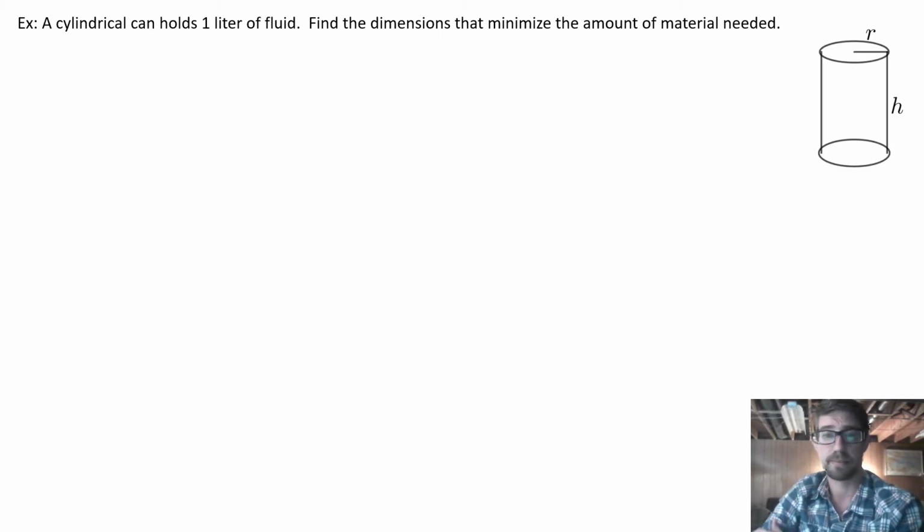So our volume is fixed at 1 liter. Our surface area is now the thing we're trying to optimize. We want the minimum surface area, right? We don't want the maximum surface area. We want the minimum amount of material we can use to hold 1 liter of fluid in a cylindrical shape. So it starts with some geometry. There's only 2 things that we need to give us a cylinder. We want to know what the radius is, and we want to know what the height is, right?